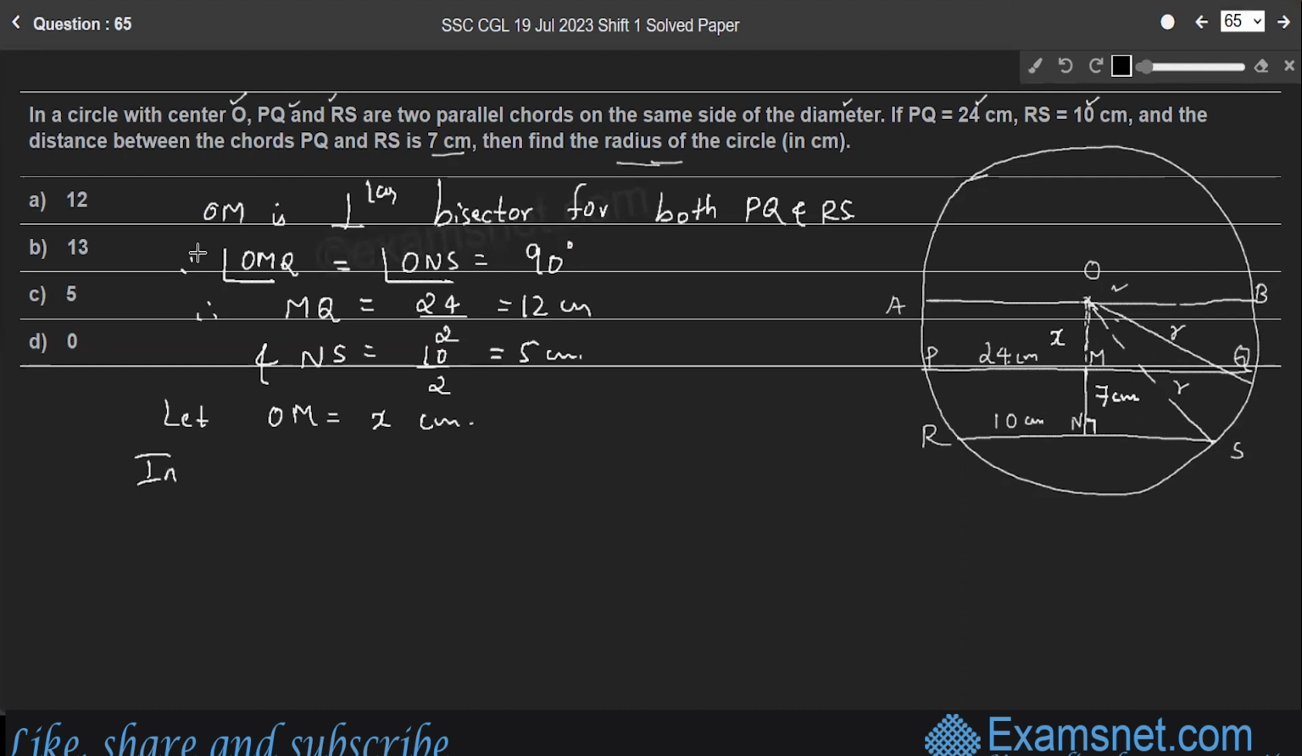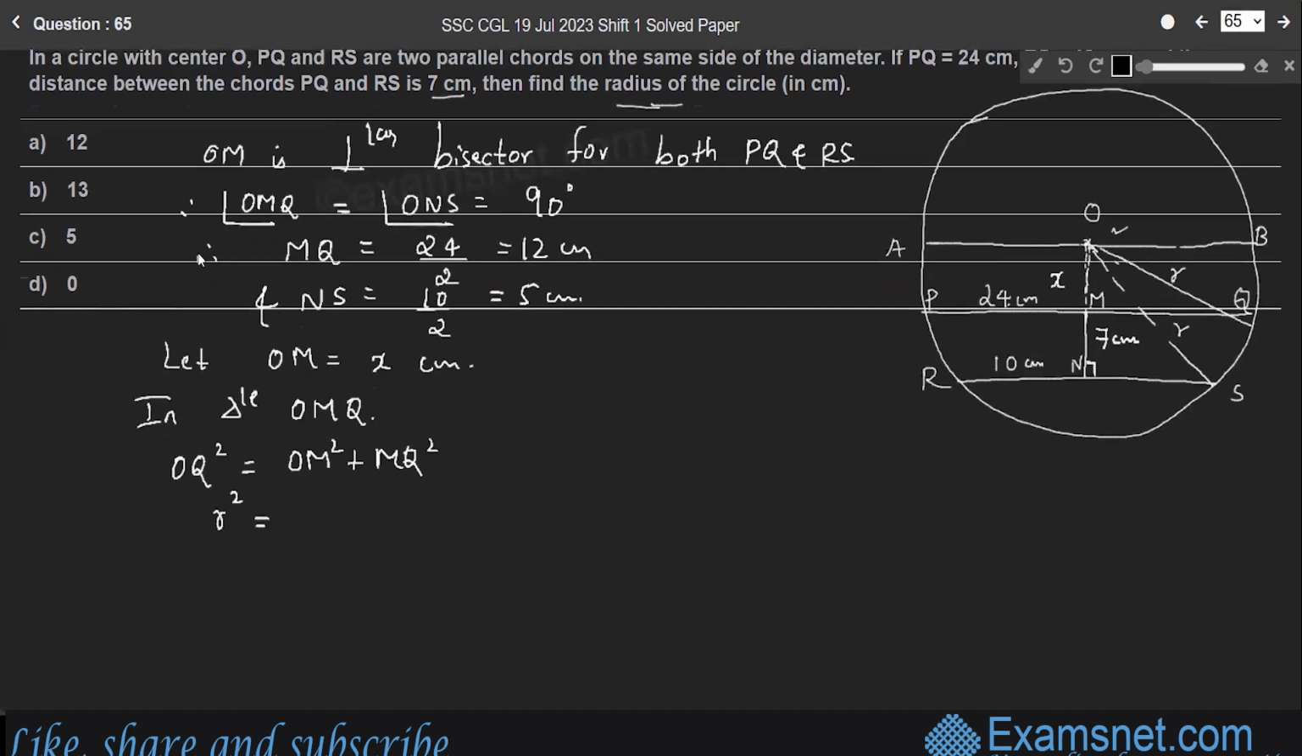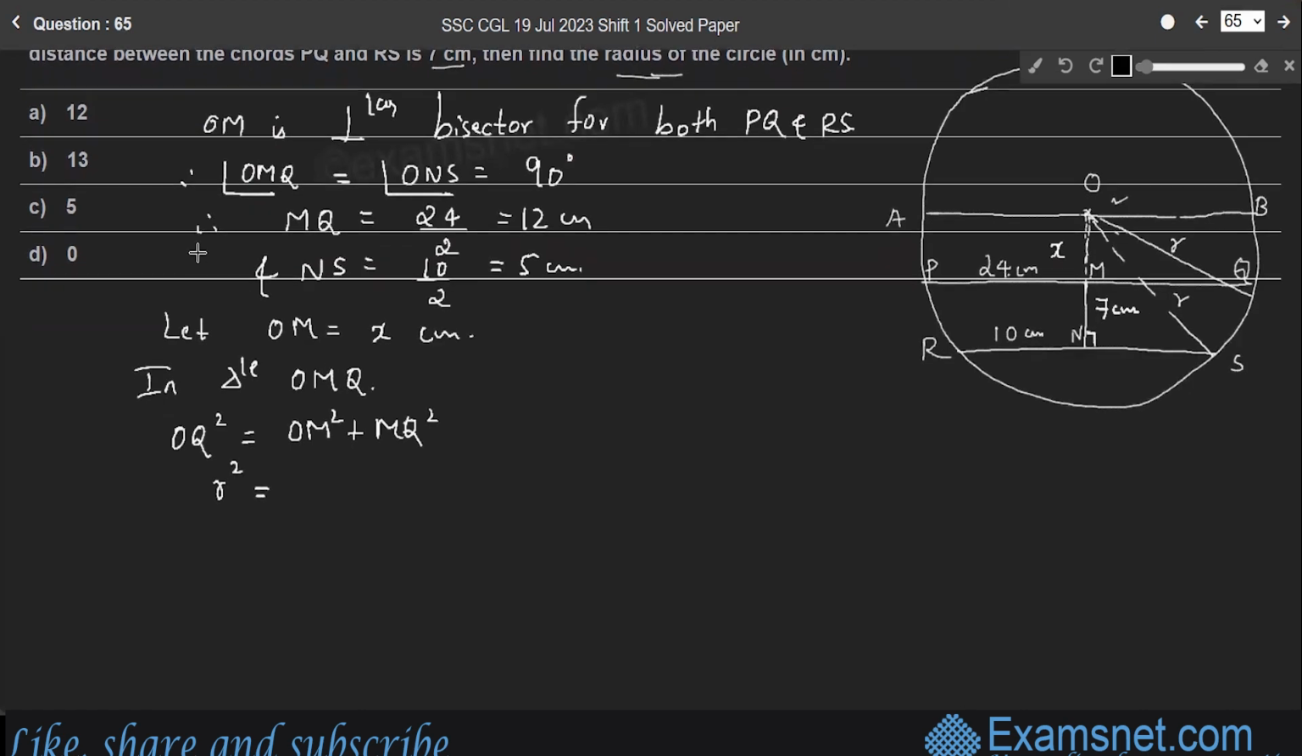So in triangle OMQ, a right angle triangle, OQ square is equal to OM square plus MQ square. OQ is the radius of the circle. So with respect to the circle, OQ is the radius. With respect to the triangle, it is the hypotenuse.